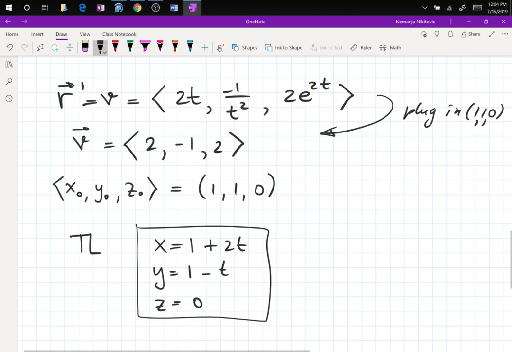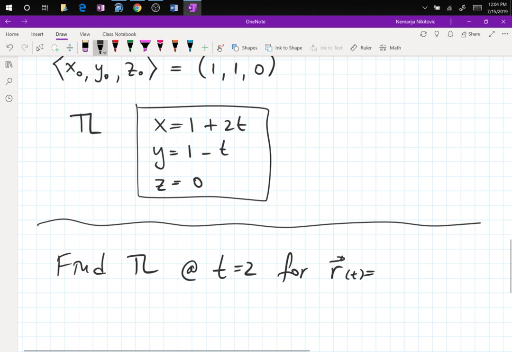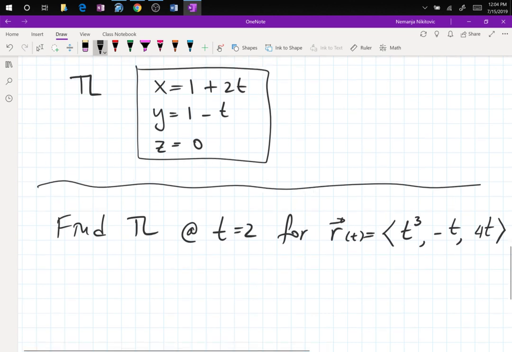So in this problem, you were given a location in space and you calculated. You don't have to be given a location in space. You can just be given time. So let's say find the tangent line at t equals 2 for r of t equals t cubed, negative t, and I don't know, 4t, whatever, it doesn't matter. Come up with anything.